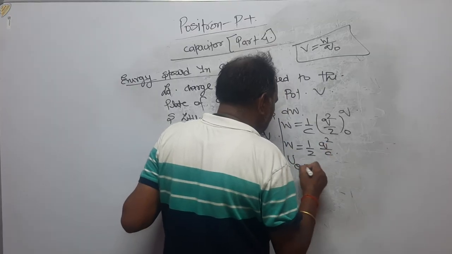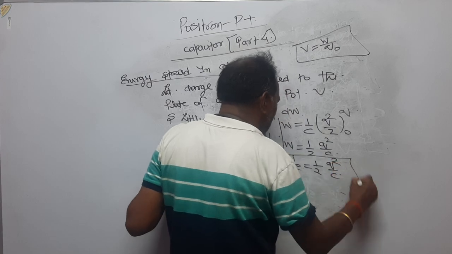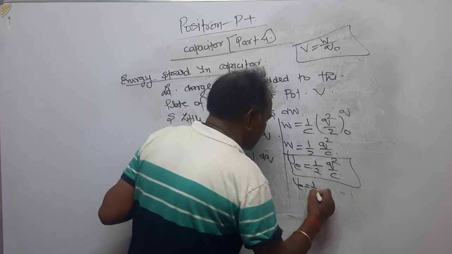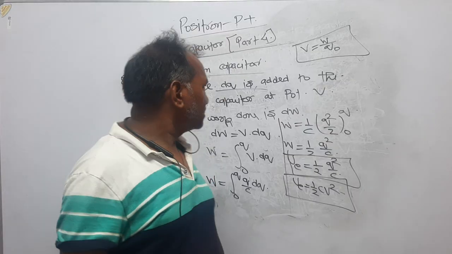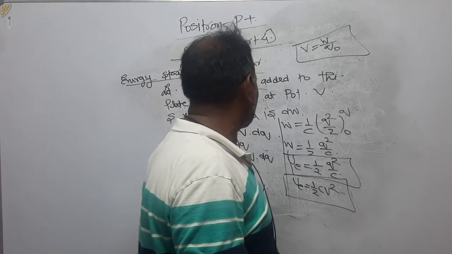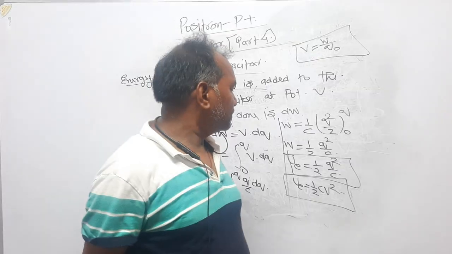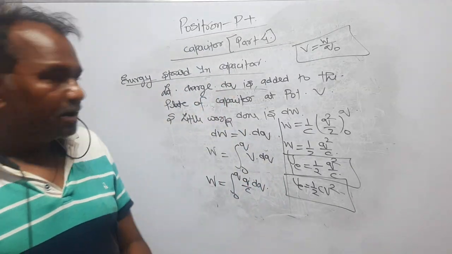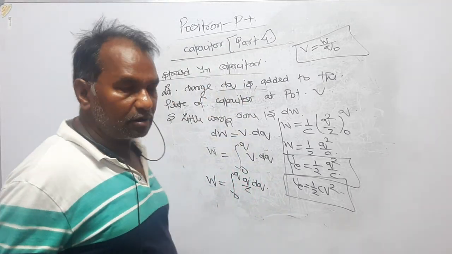This is the electrical form of energy stored in the capacitor. Now, dear students, if you replace Q by CV, you will get U is equal to half CV square, or many transformations you can do. This is the way to find out the energy stored in the capacitor using the differential method. So, by the graphical method and by the differential method, we derived the formula for energy stored in the capacitor. Let's move further.